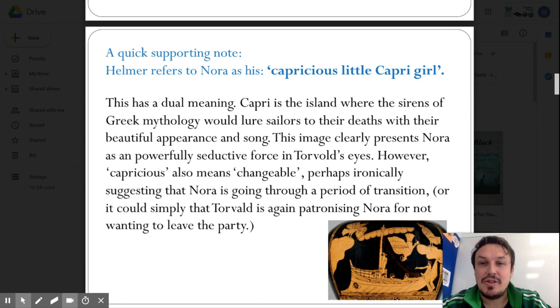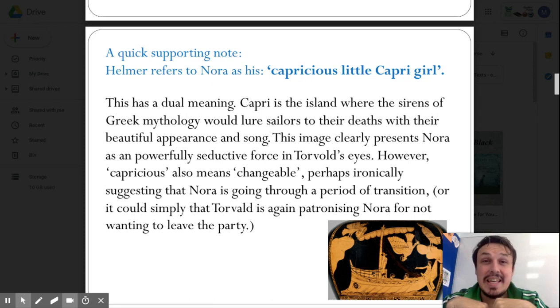The image clearly presents Nora as a powerfully seductive force in Torvald's eyes. However, capricious also means changeable. So it's again one of his sexist comments about Nora, that she changes her mind frequently. But there's also an ironic level to it, suggesting that Nora is going through a period of transition, that she's beginning to change her mind about the relationship she's in, about the man that she's married to. Multiple interpretations, that's what we want to see with these important elements of the play.